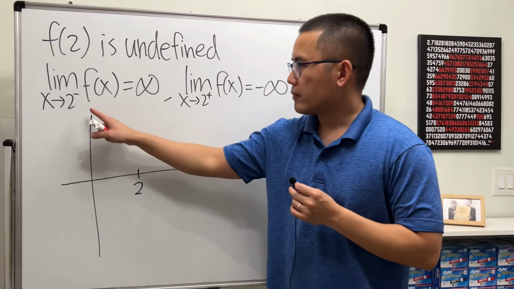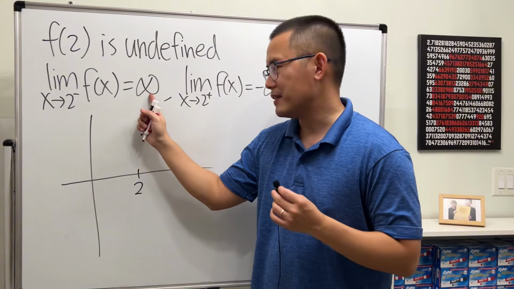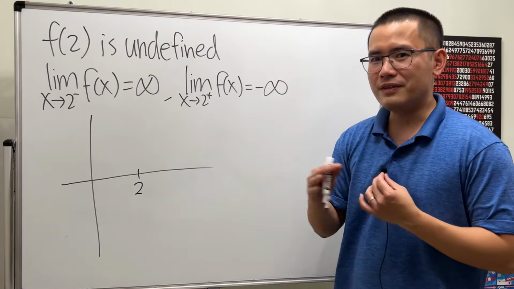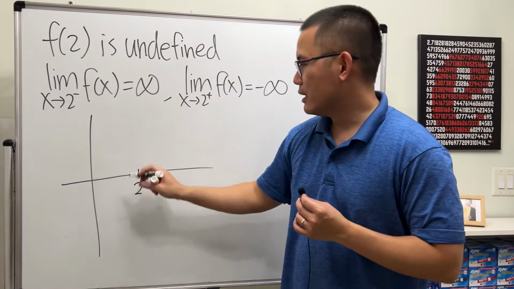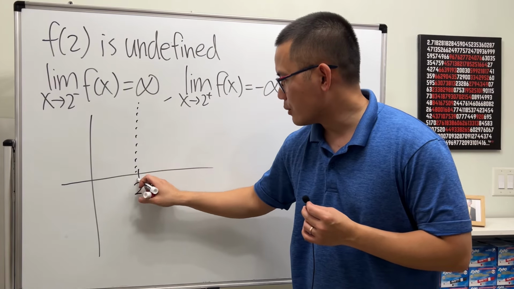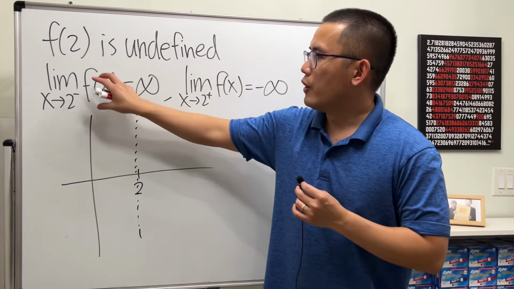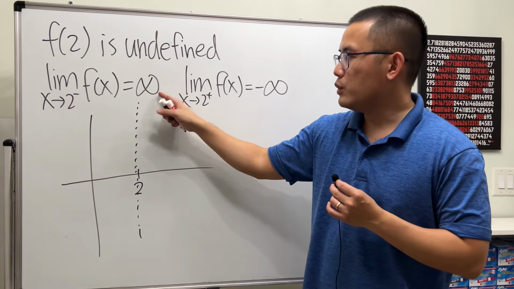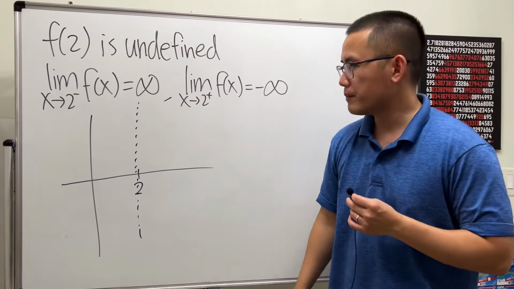Now, when we have 2 from the negative side, we get positive infinity. Well, this is not a point anymore, not even an open circle. Positive infinity, that means it goes up, right? So that means, in fact, we have a vertical asymptote. Whenever the output of a limit when x approaching a finite value is infinity or negative infinity, it shows you that we have vertical asymptotes.